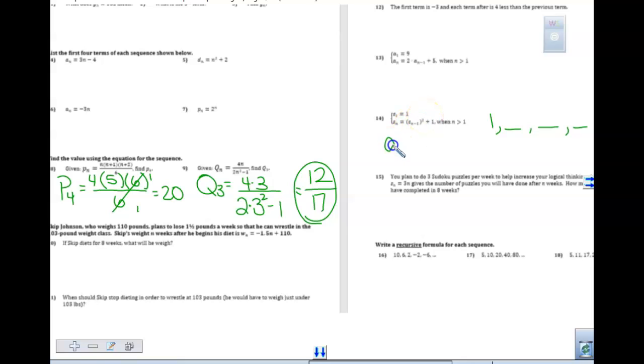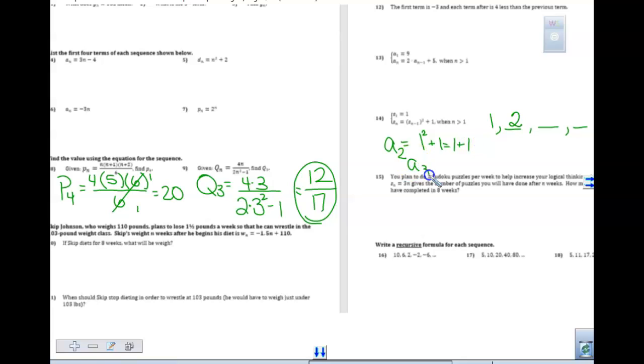So I'm going to find a sub 2. That means I need the previous term. Oh, it was a 1. What am I doing to it? I am squaring it and adding 1. 1 squared is 1, plus 1, 2. Right? This is 1 plus 1.